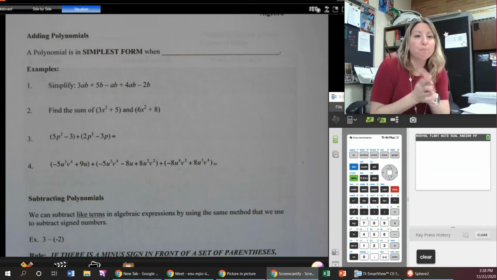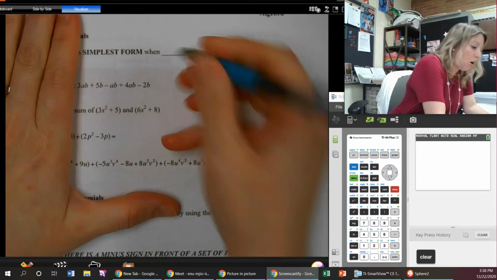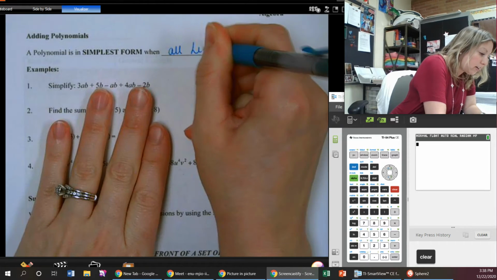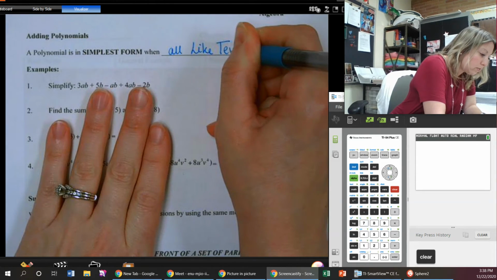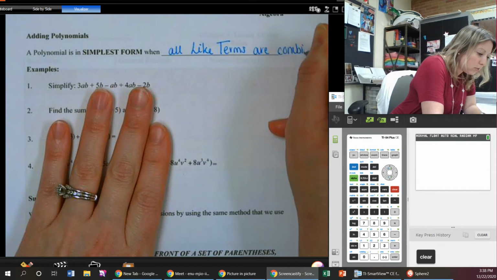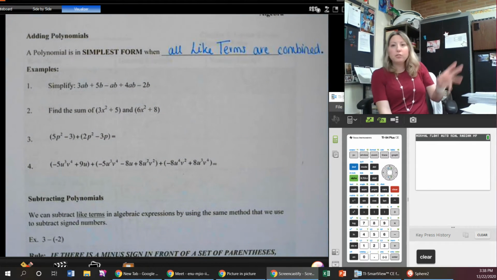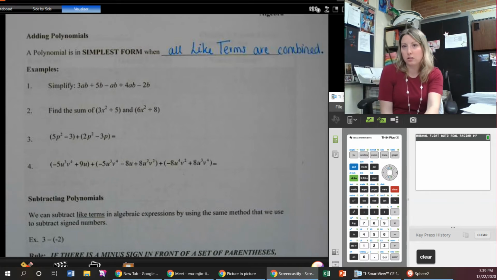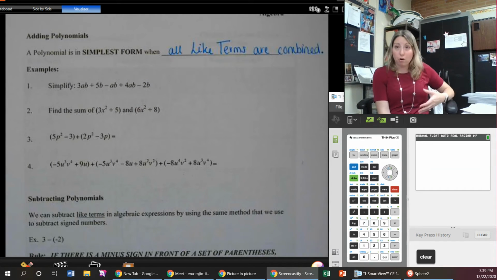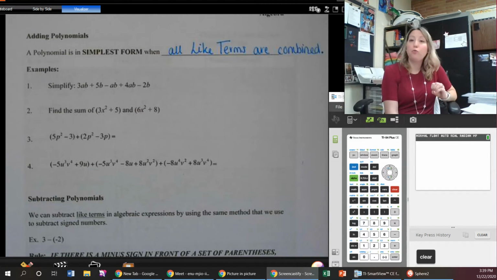All right, so a polynomial is in simplest form when all like terms are combined. Sorry, I wrote real big there, so I'm putting my period at the end down here. When all your like terms are combined, your polynomial is in simplest form. Since we've already learned standard form, I'm also going to expect standard form. So simplest form, standard form, that's how we represent our final answers.